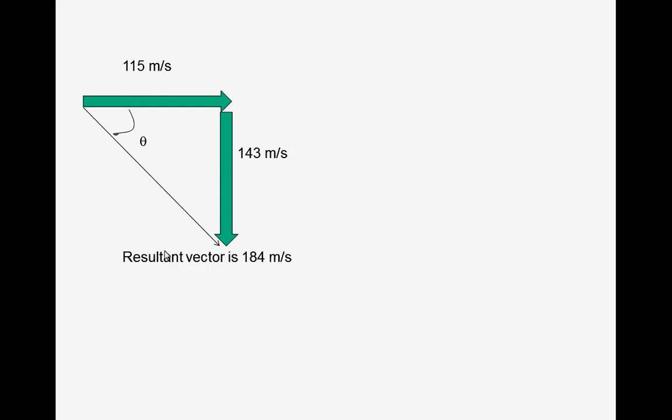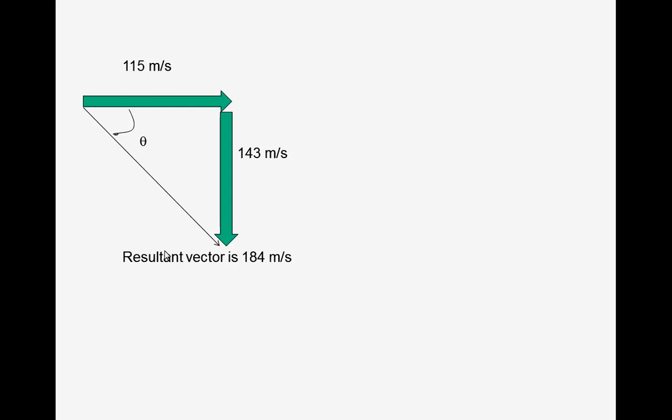So ultimately we're looking for the resultant vector, the vector sum. So we have 115 meters per second directed in the positive x-axis, 143 meters per second directed in the negative y-axis, and the vector sum, a squared plus b squared equals c squared, will give me the resultant vector to be 184 meters per second. Is that positive 184 or negative 184? Oh, x is positive, y is negative.